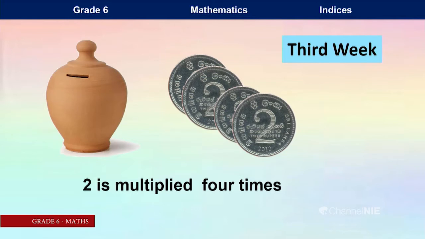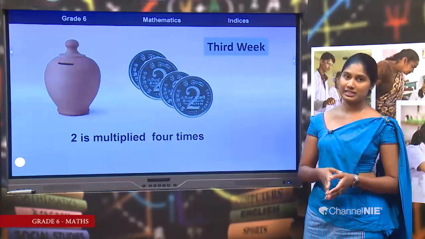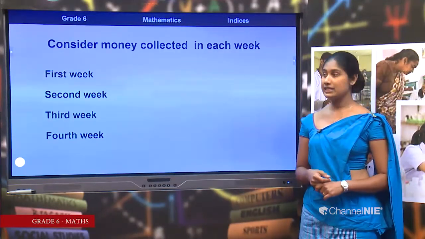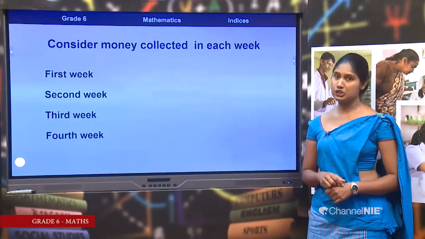In the second week, I have put 4 rupees. Then in the third week, I have to put twice of the second week. Second week, I have put 4 rupees. Then third week, I have to put twice of that. That means 8 rupees.